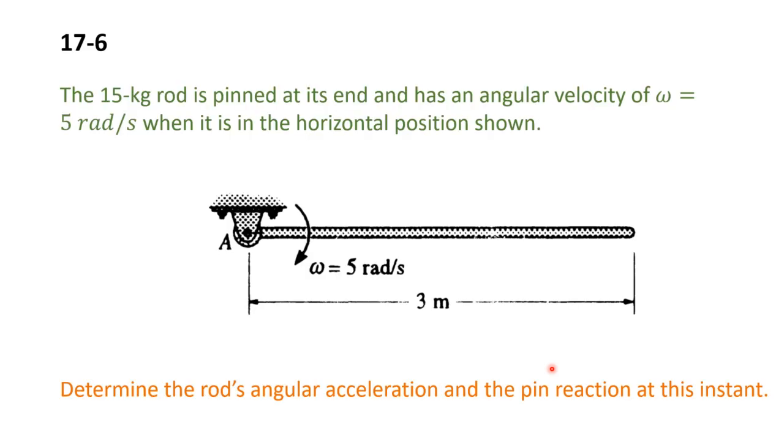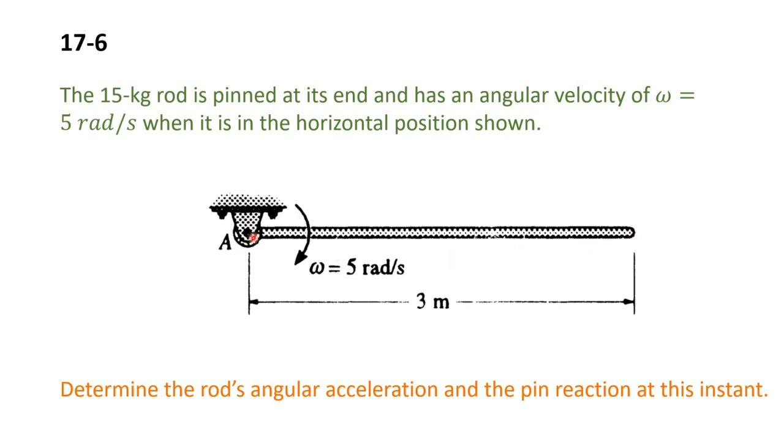So we start with this example about the 15 kilogram rod that is pinned at its end at A and has an angular velocity omega of 5 radian per second when it's in the horizontal position shown. So definitely this will be left, and then we're going to have an angular acceleration and the pin reaction at this instant. So basically, we're going to analyze this shape now.